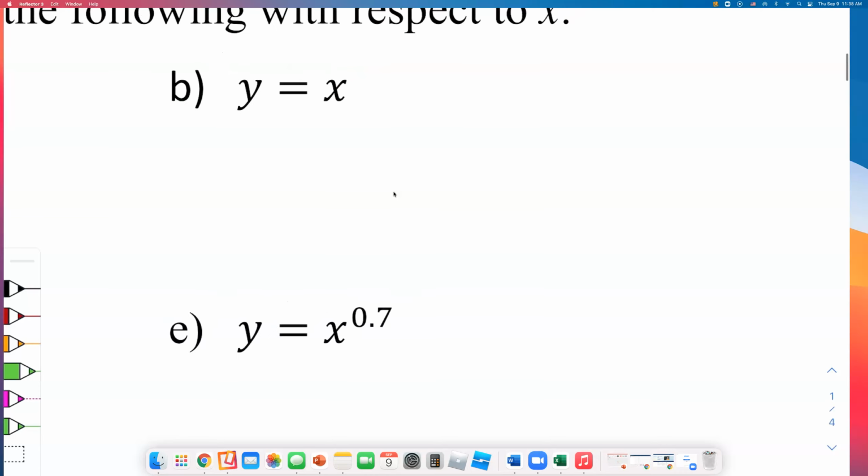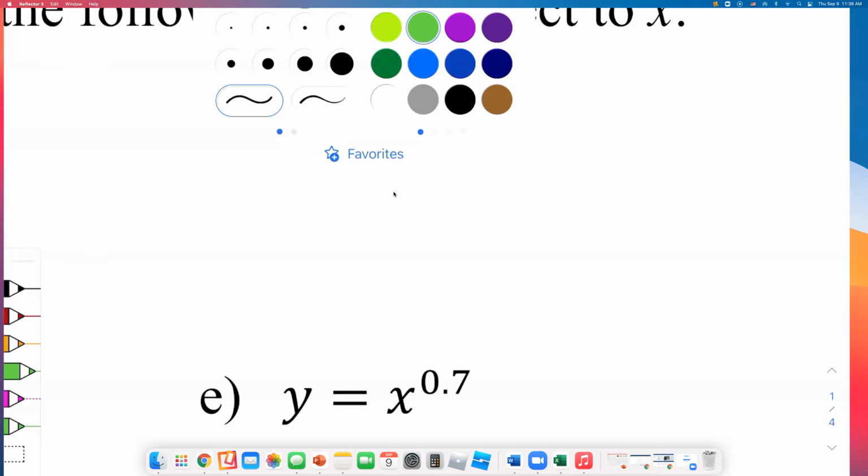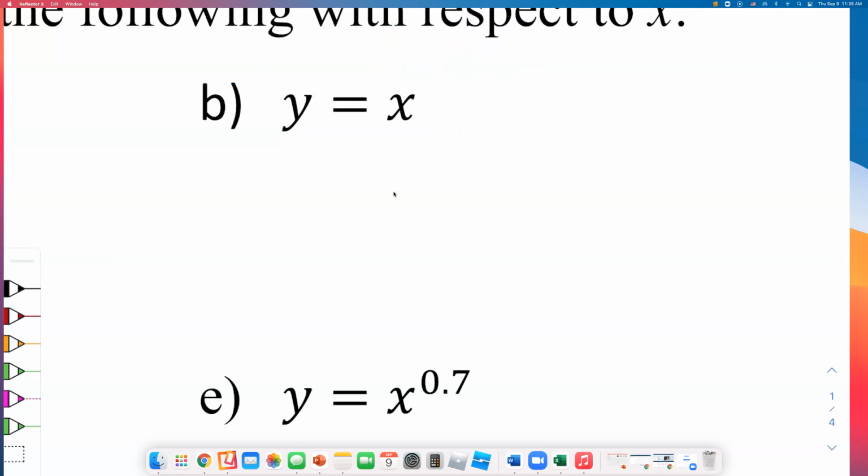Oh no, I don't see an exponent. Well, what is the hidden exponent here? It is 1, right? So the hidden exponent is 1. So let's work with that. What is y prime when y is x to the first power? What do you bring down? You bring down the exponent to the front. If you do that, you get 1x.